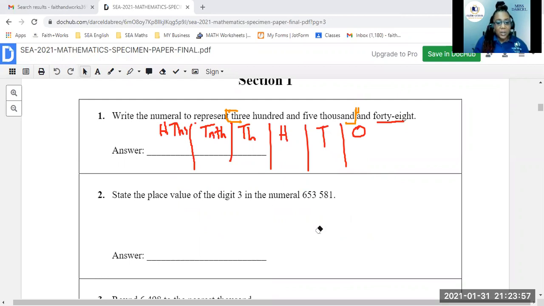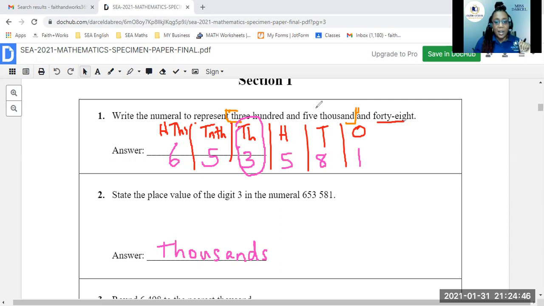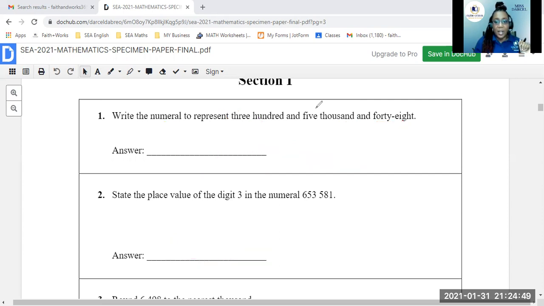State the place value of the digit 3 in the numeral 653,581. So we're filling it in. We start from the ones column and move to the left. So 1 goes here, 8 goes here, 5, 3, 5, 6. Now, state the place value of the digit 3. He's over here. This is 1,000. So the place value of the digit 3 is thousands. That's where he is in the place value chart. All right, next.